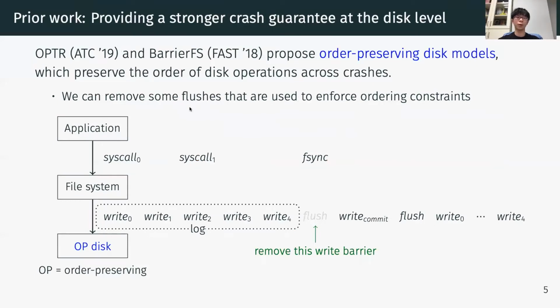In this work, we adopt an alternative approach to the development of a crash-safe storage stack, which is to provide a stronger crash guarantee at the disk level. This approach is similar to prior work, Alice and BarrierFS, which propose order-preserving disk models that preserve the order of disk operations across crashes. With the order-preserving disk model, we can remove some flushes that are used to enforce ordering constraints to achieve better performance. Our proposed snapshot-consistent disk model provides an even stronger crash guarantee, as shown with the following example.